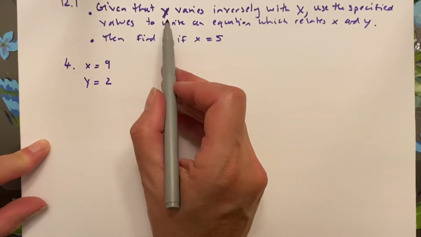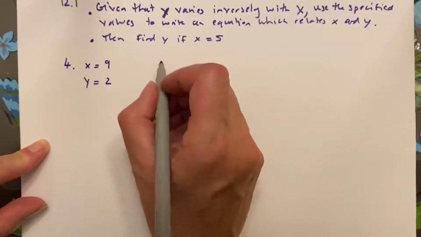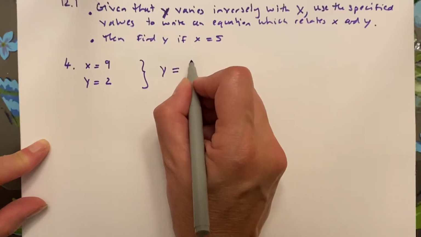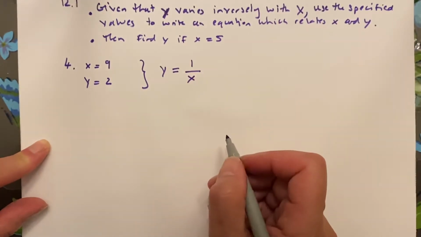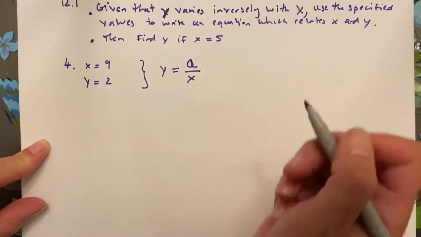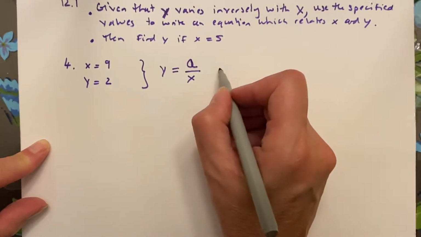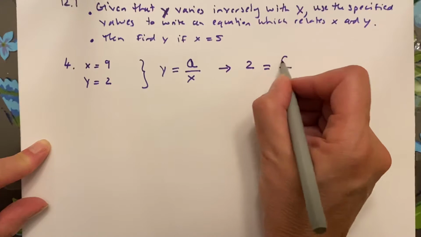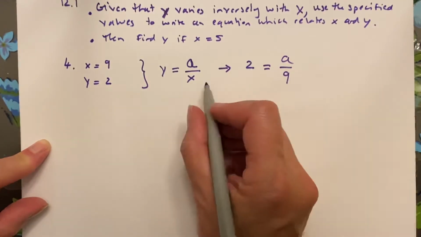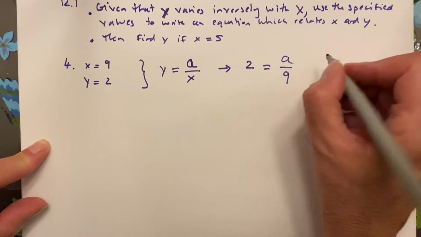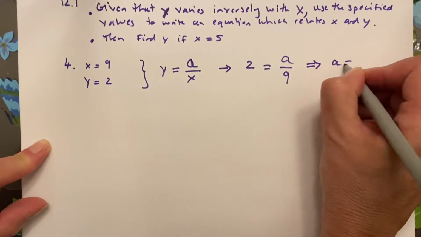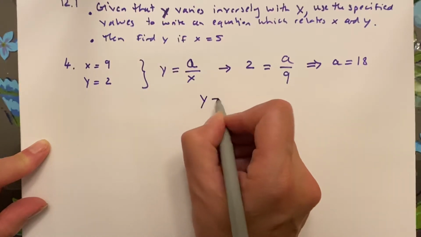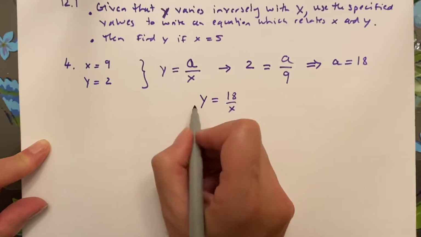Well, we're told y varies inversely with x. So the governing relationship is y equals a over x. And I'm told that y is 2, so I can put 2 in the place of y, and x is 9, so I put 9 in the place of x. And when I solve, I find a equals 18. So I can answer the first half of this: y equals 18 over x.